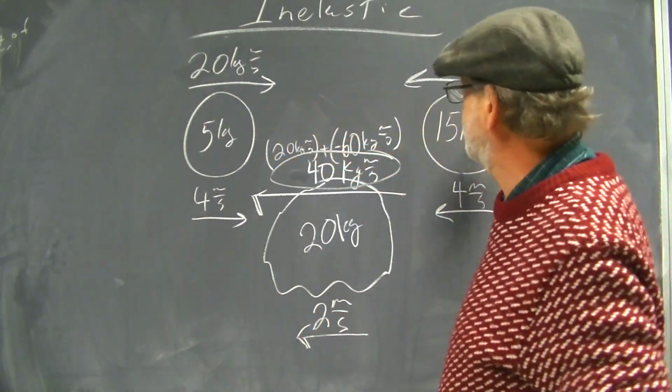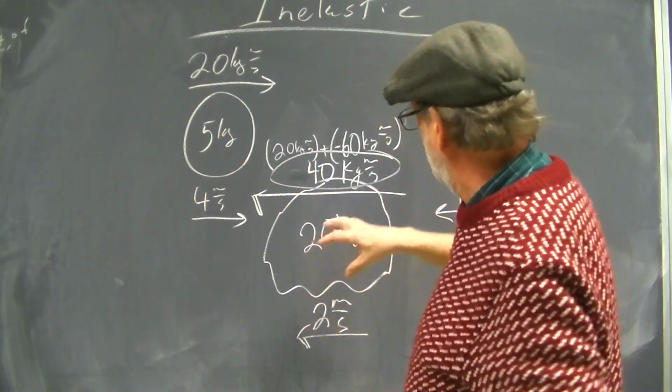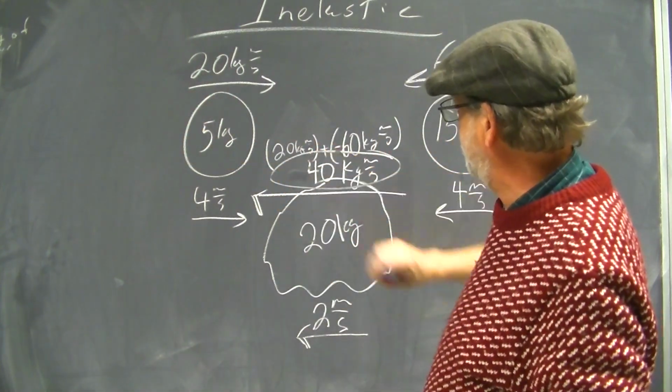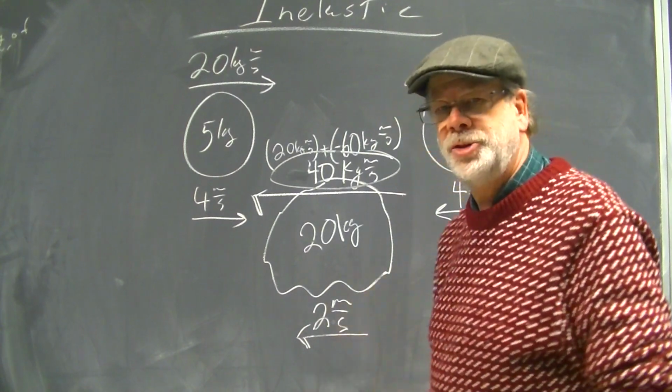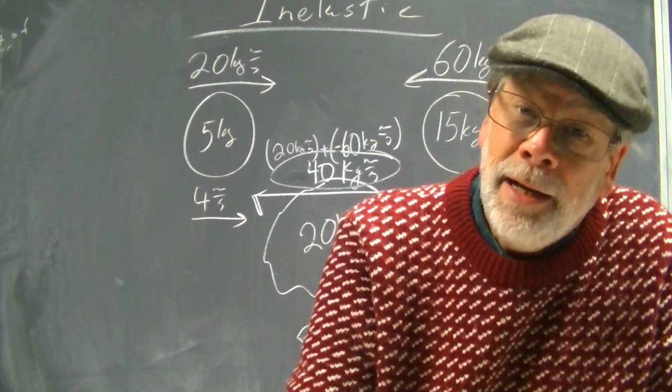Bottom line, their masses are added together. Their momenta are added together. So masses come down here, momenta comes up here. Do the division, you got your velocity there. All right? Not so bad. So that's an inelastic collision.